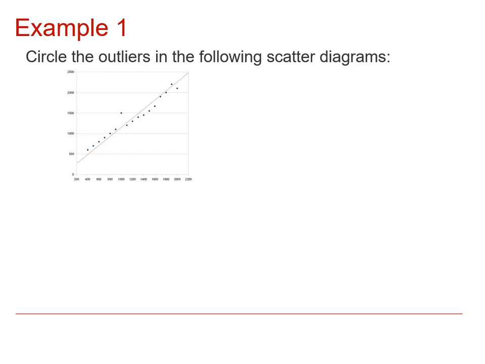So in example 1, we're asked to circle the outliers in the following scatter diagrams. This one here, they've actually given us a line of best fit, and so it's quite clear that the only one that is deviating to a significant level is that one up there. And even that isn't a huge amount away, but it certainly is considerably more than the rest of the data points.